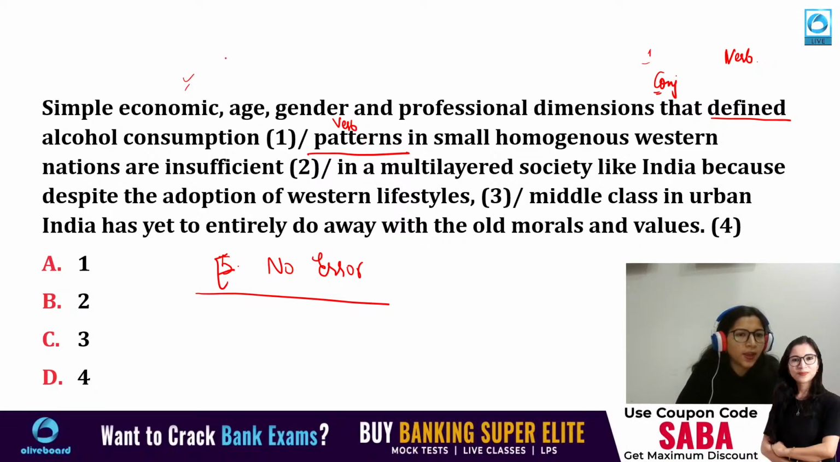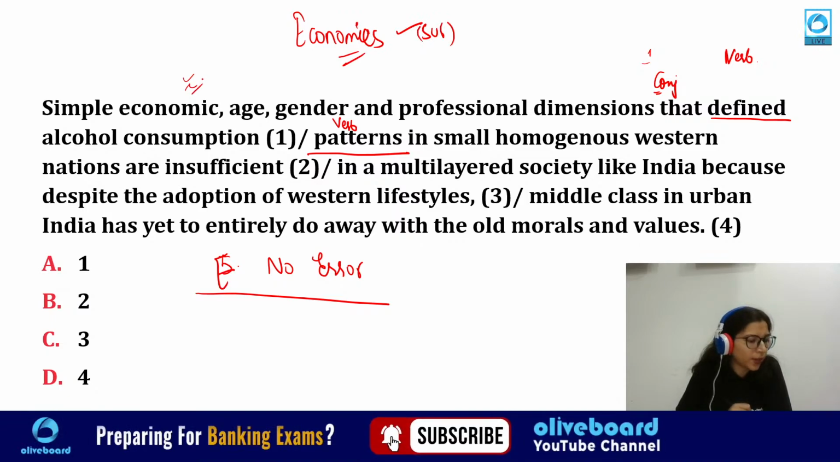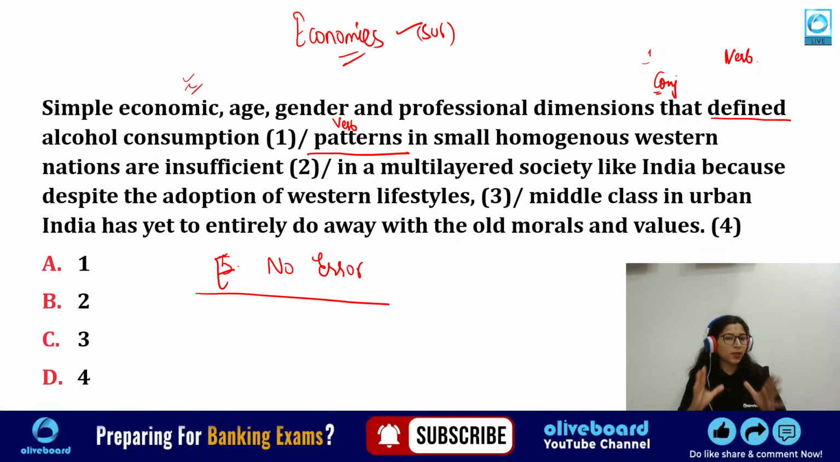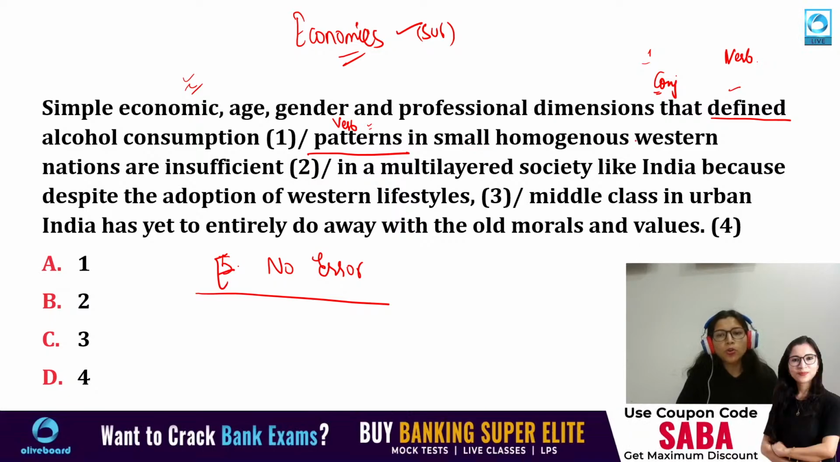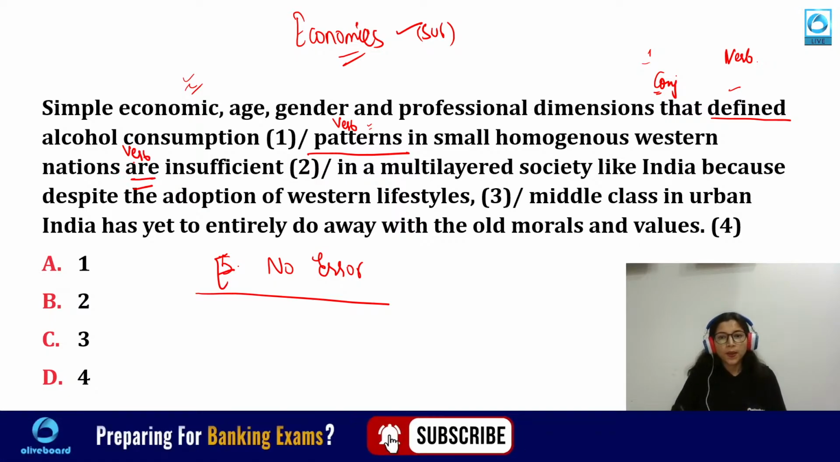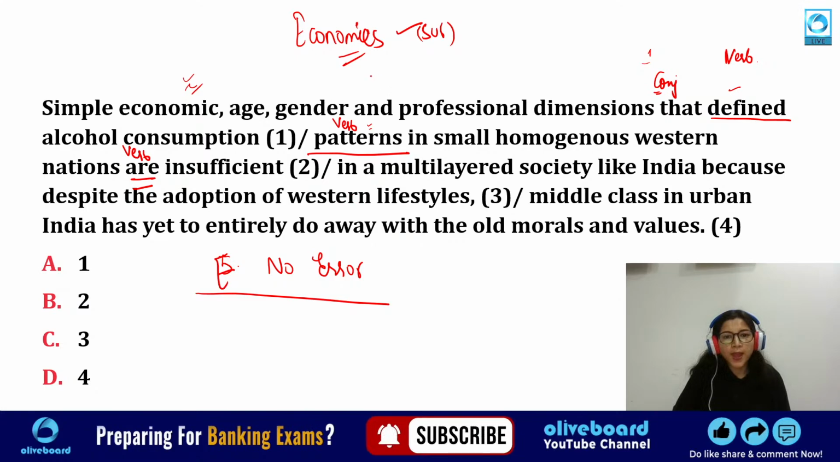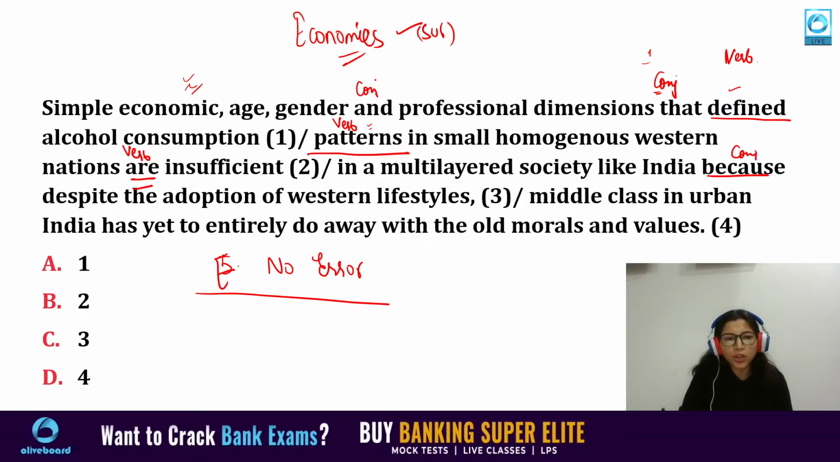Economic is correct. Economics is the name of the subject. Economic is absolutely correct here. Now, guys, please concentrate here. That is one conjunction. So this defined is a verb and patterns is a verb. In small homogeneous Western nations are insufficient. This is the third verb, present form. And is also a conjunction. Insufficient in a multi-layered society like India, because is another conjunction.